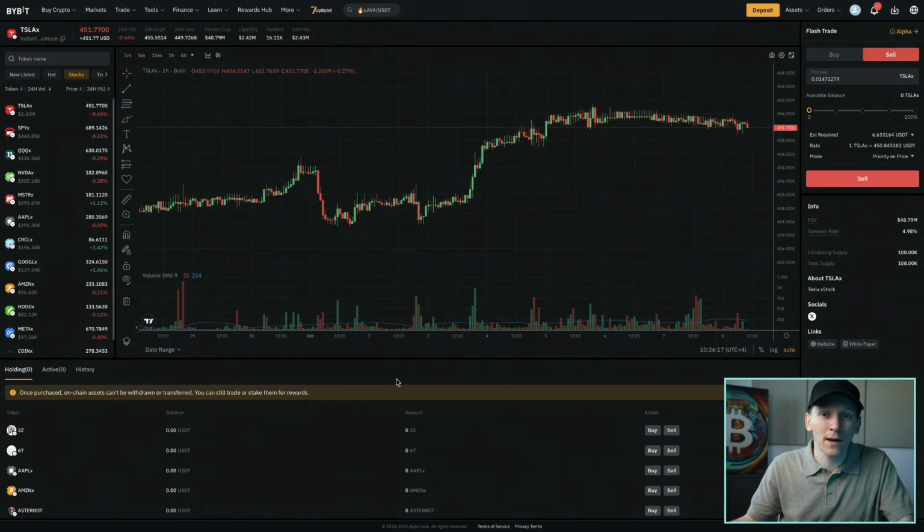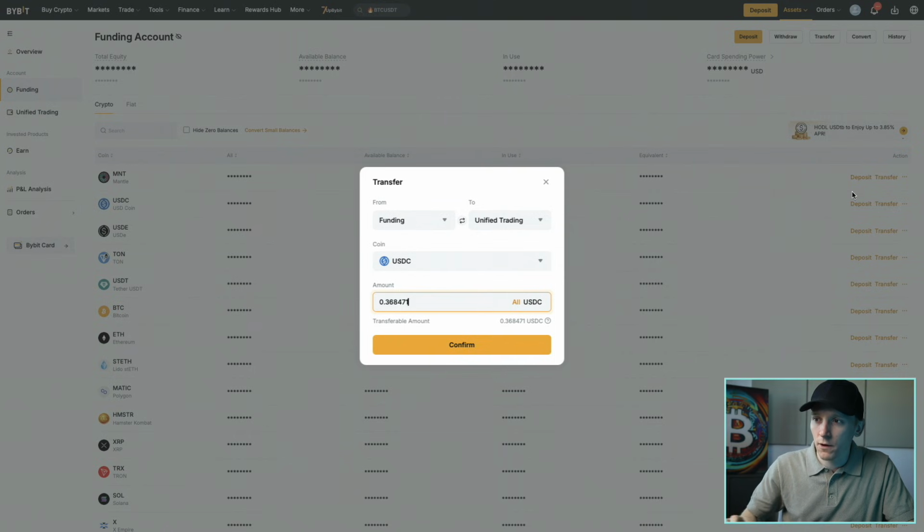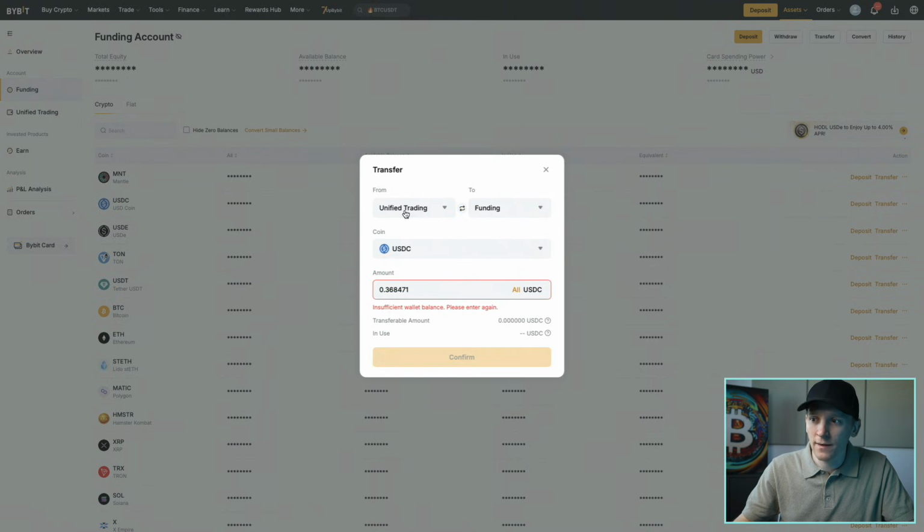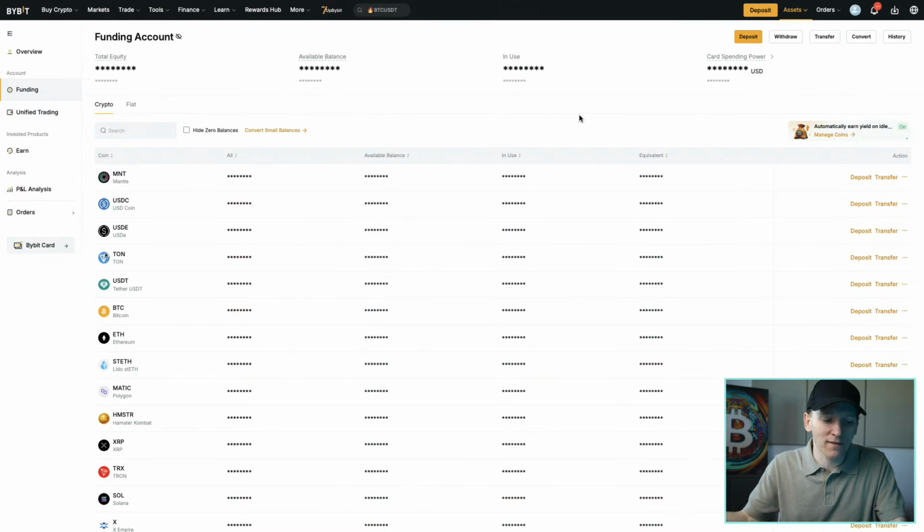Any funds that you have within Bybit Alpha are just going to go straight back into your unified trading account. So I have sold that now. If I go back into my assets page, you'll see that I've got the stable coins in my unified trading account. I can then transfer that back into funding or anywhere else. So an easy way to trade some assets that aren't on Bybit.